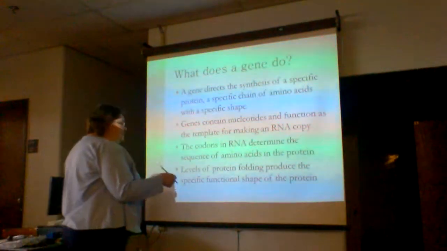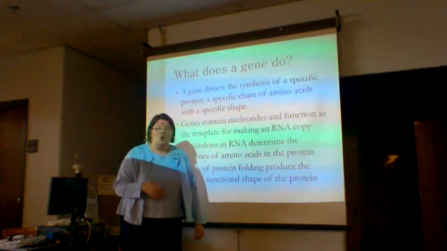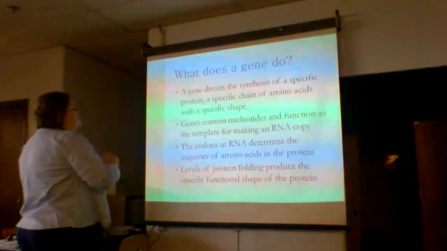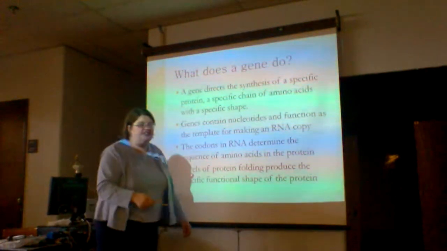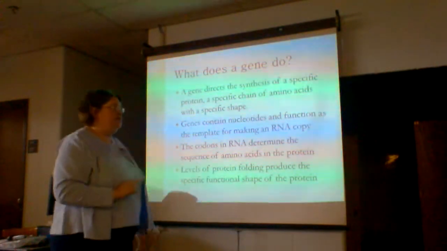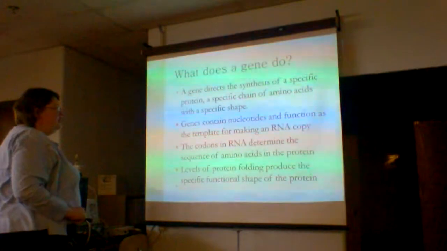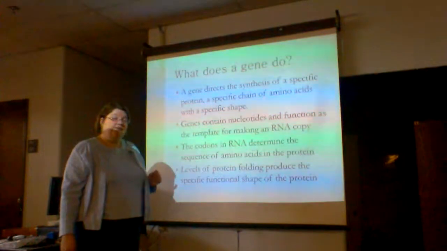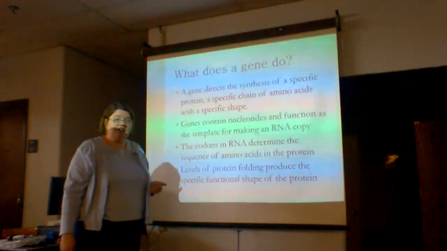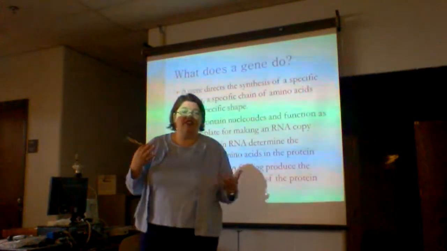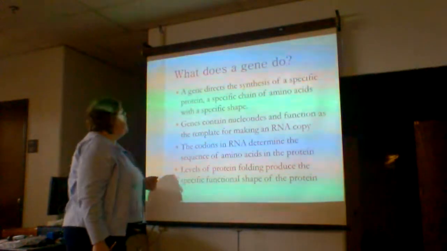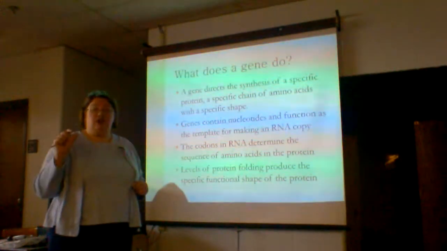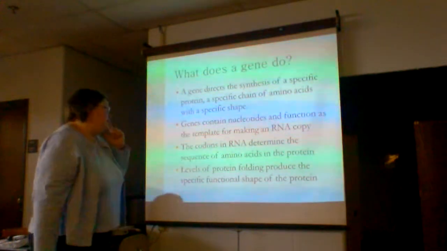So if a gene is a DNA sequence, what does a gene do? A gene directs the synthesis of a specific protein, a specific chain of amino acids. Genes contain nucleotides and function as the template for making an RNA copy. Because the DNA never leaves the nucleus. If the DNA ever leaves the nucleus, the cell kind of kills itself, commits cell suicide. So the DNA has to stay in the nucleus. But the RNA can leave through the nuclear pores and go into the cytoplasm.